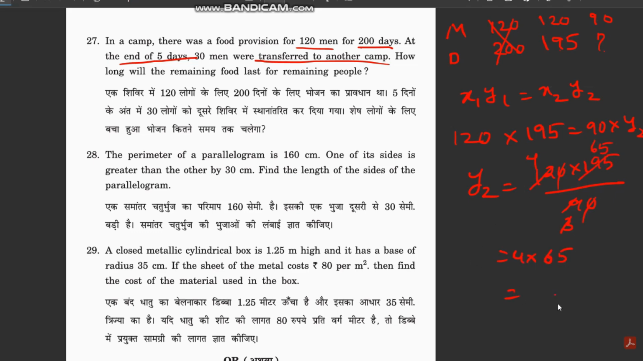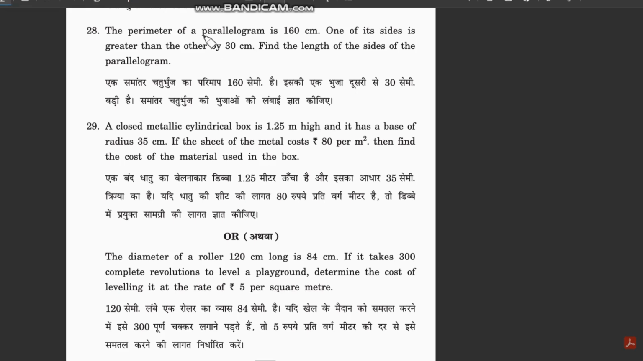4 5 is 20. See, the perimeter of a parallelogram is 160. One of its sides is greater than the other by 30 centimeters. This word greater is important. Find the length of the sides of the parallelogram. We know that in a parallelogram the opposite sides are equal. So the perimeter formula is 2 into (L plus B), because there are 2 lengths and 2 breadths.